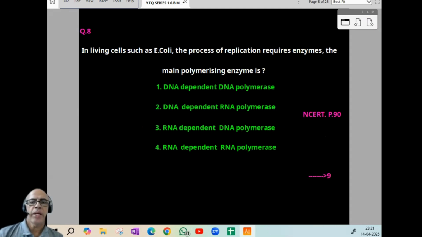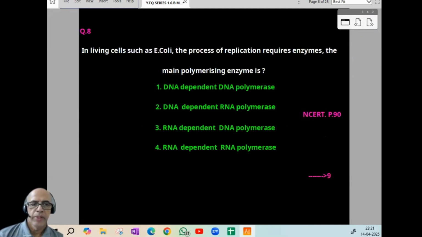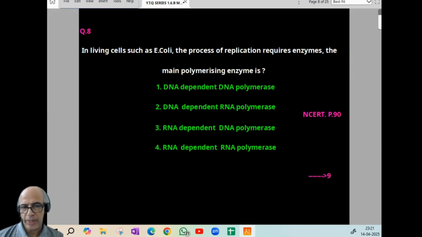Now when we come to the 8th one, the NCERT diagram is given here, so it will be easy for you to refer. 8th one: in living cells such as E. coli, the process of replication requires enzymes. The main polymerizing enzyme is nothing but DNA-dependent DNA polymerase. So the option is 1. So the 8th question, option is 1. Now we can proceed to the 9th one.